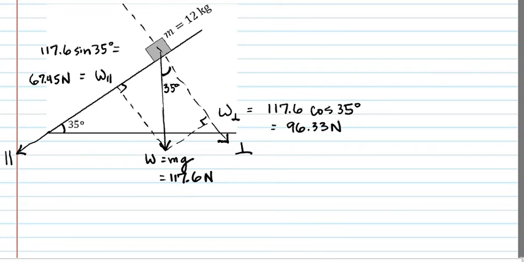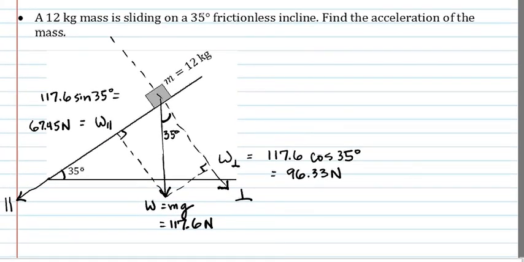And looking at these components, for the motion of the mass on the frictionless surface, only the parallel part of the weight, the 67.45 newtons, contributes to the motion and the acceleration. However, later when we introduce friction, we're going to see that the perpendicular, the 96.33 newtons, is also significant.